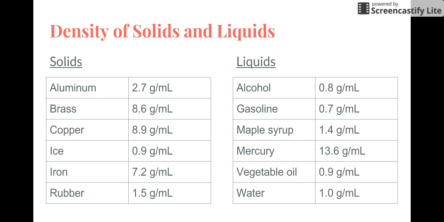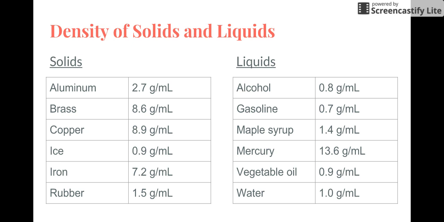For the most part, solids and liquids have fairly similar densities. Solids may be a little bit more dense than liquids on average. You can see some common materials here for both solids and liquids.